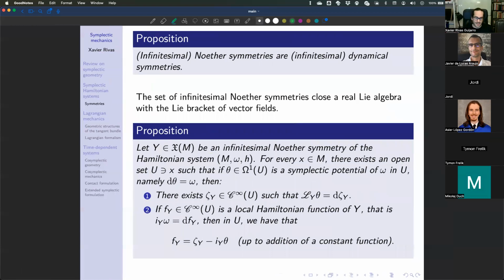But just a first fact before that, Noether symmetries are dynamical symmetries. You can check it. That's quite easy. And again, Noether symmetries close a real Lie algebra with a Lie bracket. Again, so they are a subalgebra of dynamical symmetries.